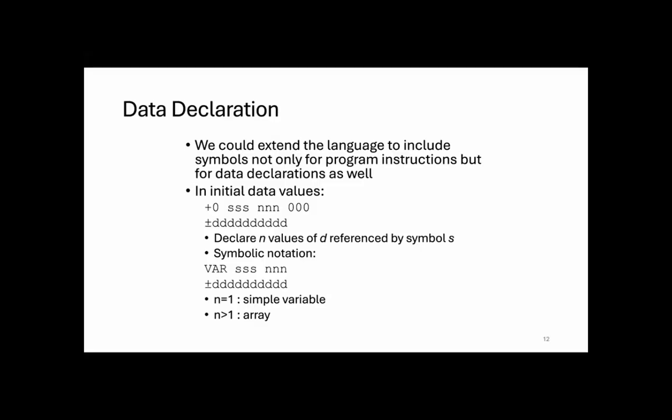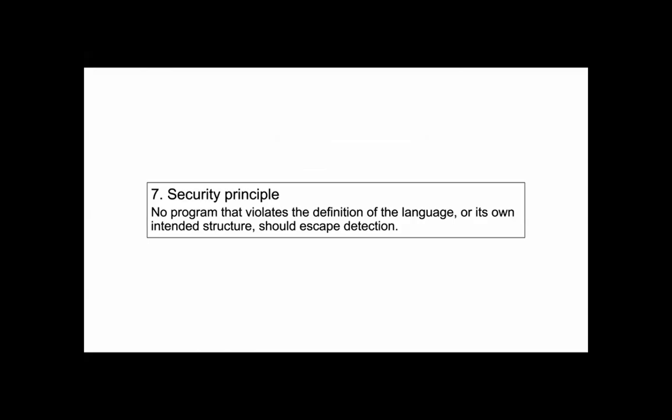It makes it easy for the interpreter to know the boundaries, to know what variables we're using, because everything is declared at the top. So we are able to follow the security principle here, making sure that the program does not violate the definition of the language or structure, and the interpreter can detect any error or problem that could happen. So it's much easier for the interpreter to detect that.